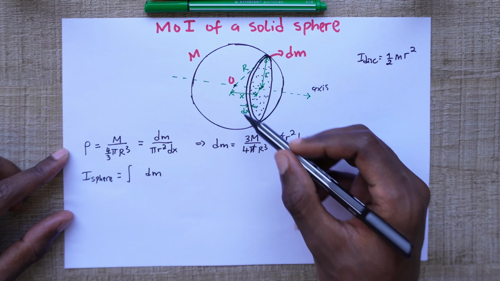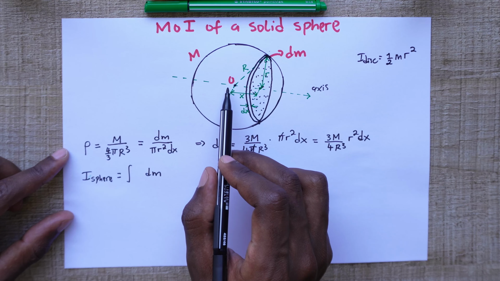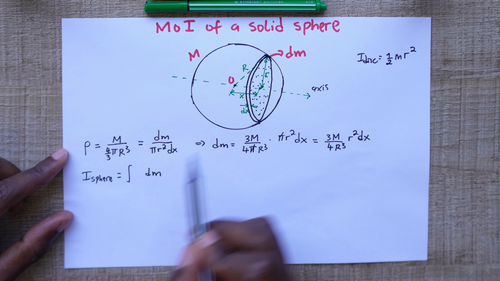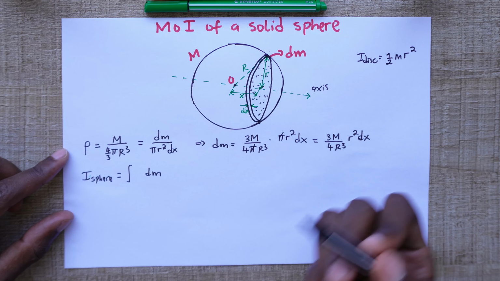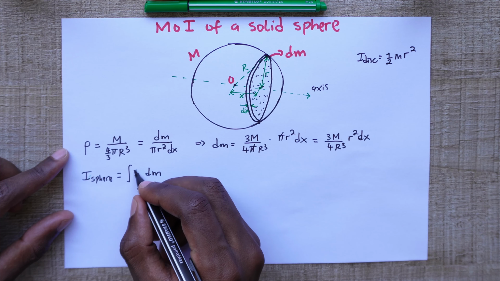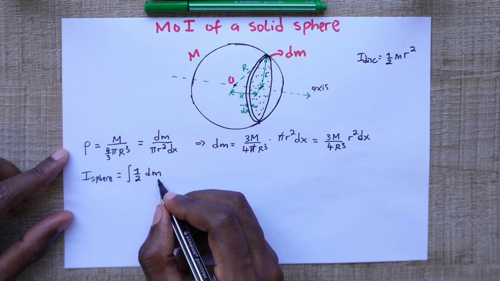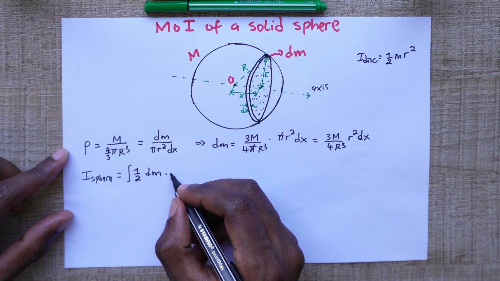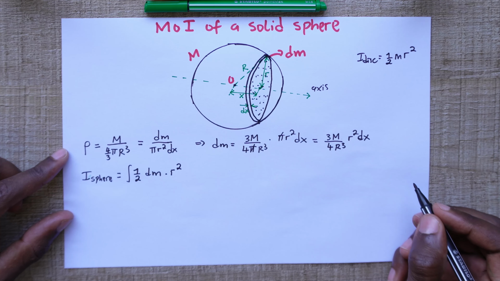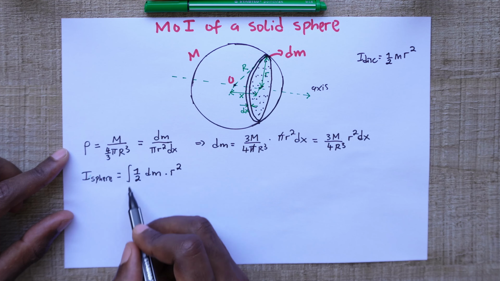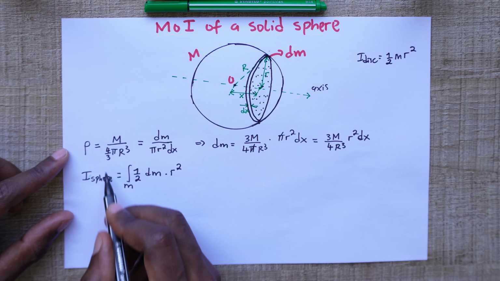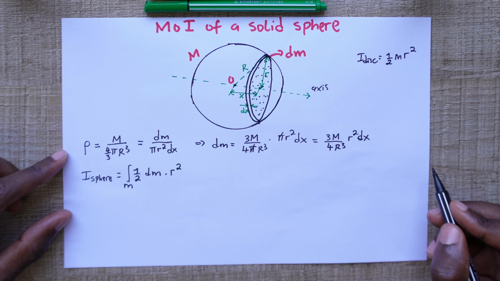So here, since we have an element of mass dm, and the axis passes through the center of the disk, the moment of inertia of the element, which is the disk, is going to be half times dm times r squared, the radius of the disk. And then we integrate this over the entire mass in order to get the moment of inertia of the sphere.